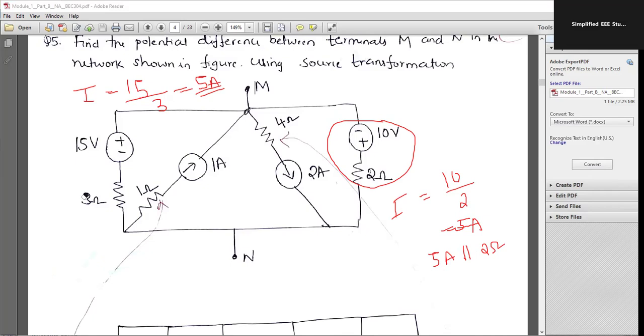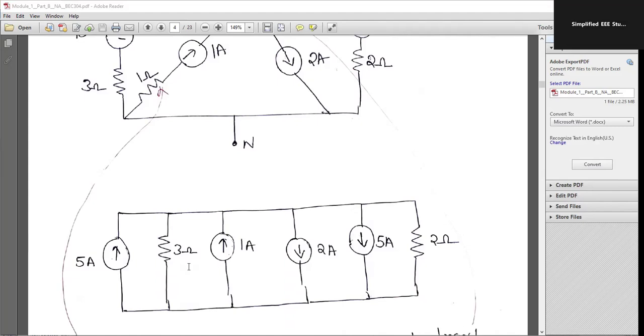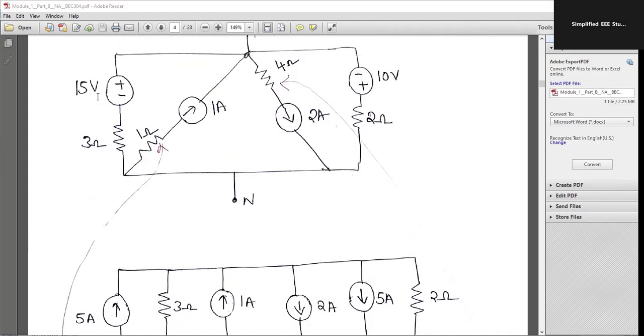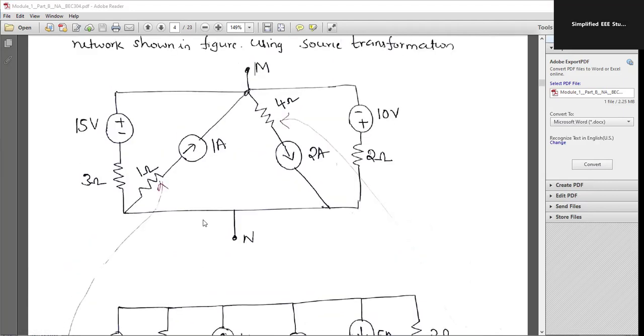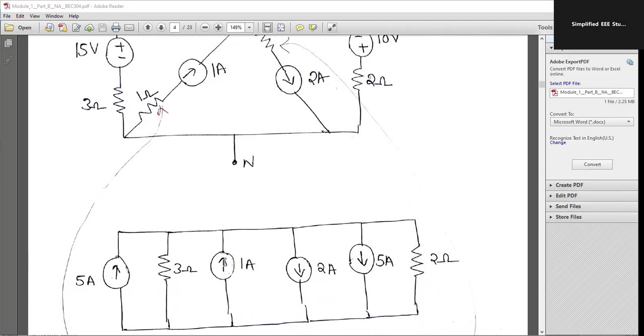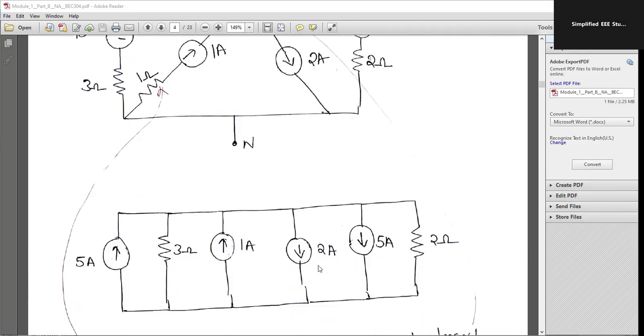I'll be showing you the simplification so that you will come to know how the simplified circuit forms. Let me drag the diagram. Yes, 5 ampere and 3 ohm. The 15 volt in series with the 3 ohm is converted to 5 ampere in parallel with the 3 ohm resistor. 1 ampere will be like this only. The 1 ohm will be ignored, the 4 ohm also will be ignored. Only the 2 ampere is existing.